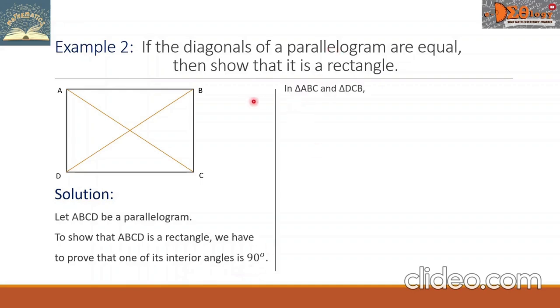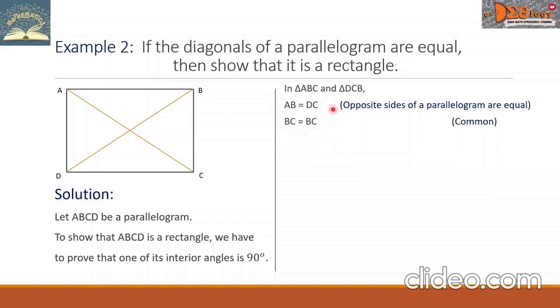We see that in triangle ABC and triangle DCB, AB equals DC. We say that opposite sides of a parallelogram are equal. Then BC equals BC. That means the side BC is common to the two triangles. Then AC equals DB, and this is given in the problem. Now we conclude that triangle ABC is congruent to triangle DCB by the SSS congruence rule.